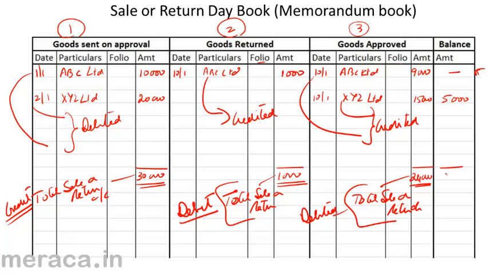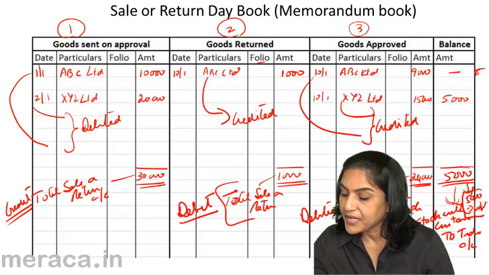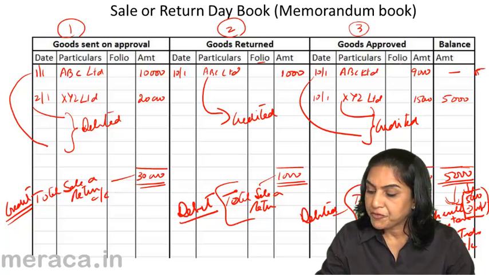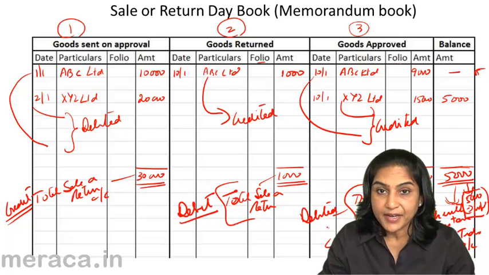This balance of 5,000, if we need to close the books, would appear as stock. This would indicate stock with customer to trading account. But it should not be shown at 5,000. It would be shown at 5,000 less profit.